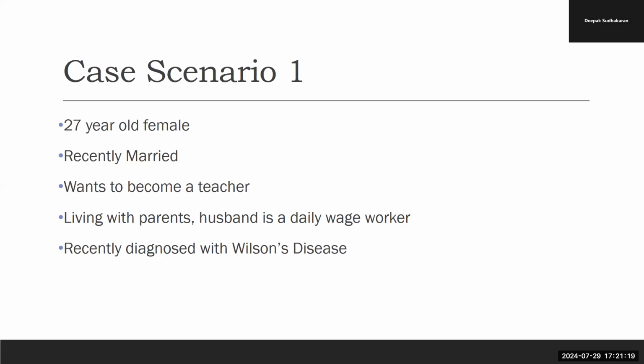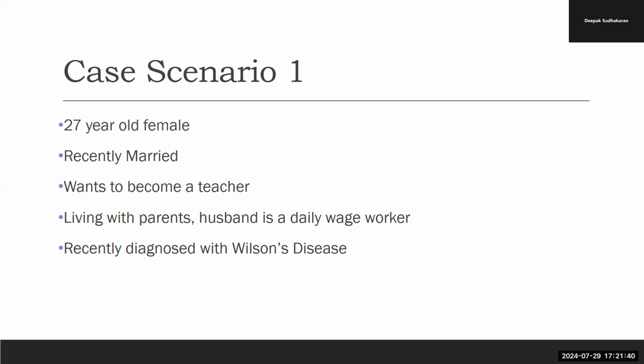So now we are going to see some real-life case scenarios, which are from the field. These are cases which have happened over a period of the last 2 years. And I want all of you to actively participate in these cases as well.